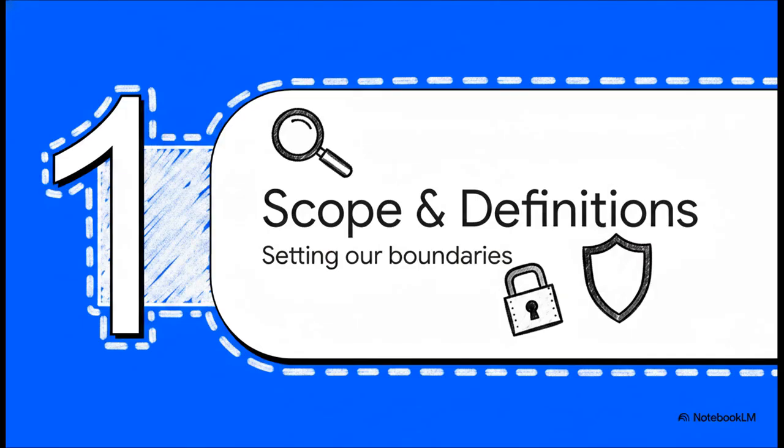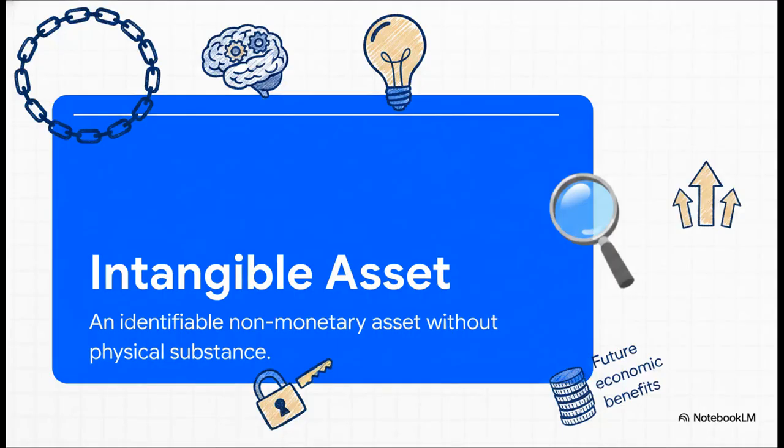So, Stage 1, Scope and Definitions. Let's set our boundaries. The core objective of IAS 38 is to ensure we're only recognizing intangible assets under incredibly strict conditions. To even start, we have to define what an intangible asset actually is. It's an identifiable, non-monetary asset without physical substance. Let's break down those critical gatekeepers.